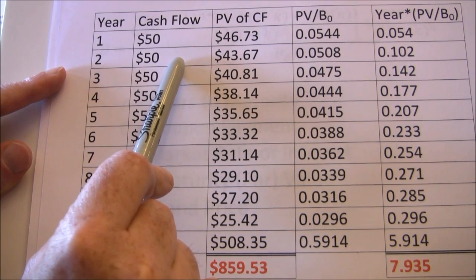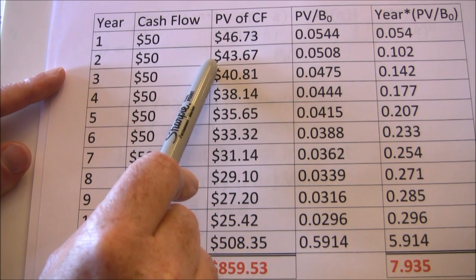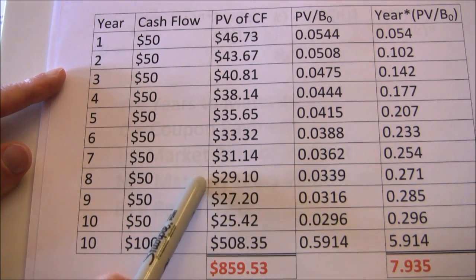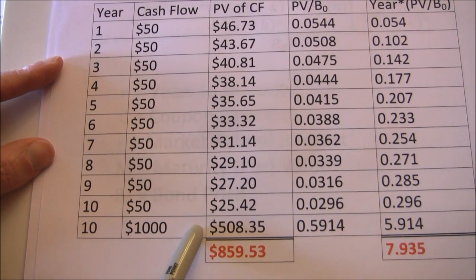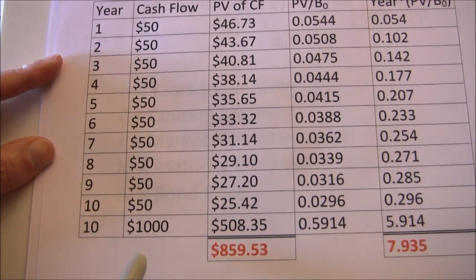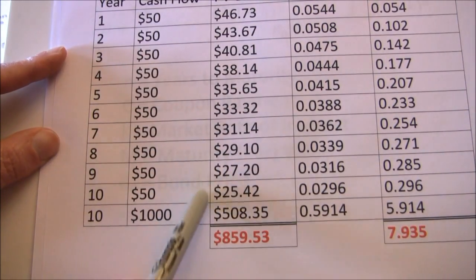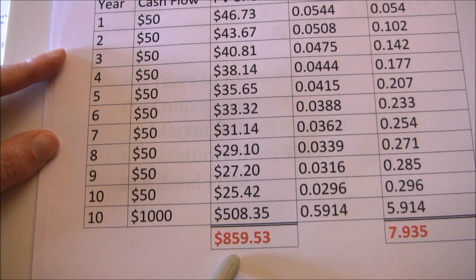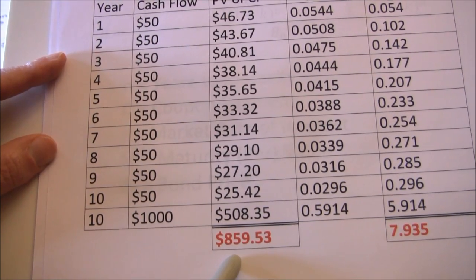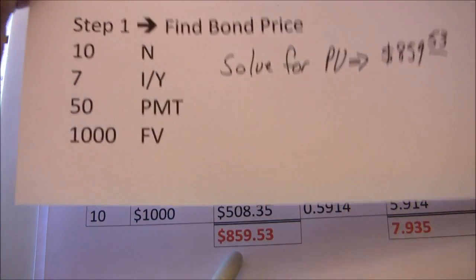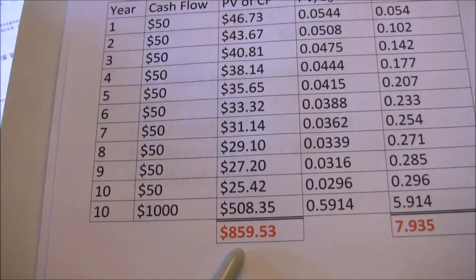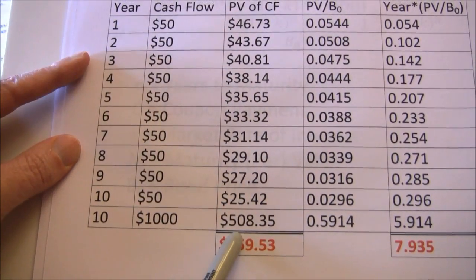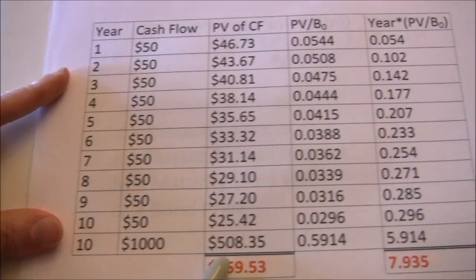Remember, 7% was our market rate of interest, is going to give us $43.67. All the way down, and our par value, $1,000, discounted back 10 years at 7%, is going to give us $508.35. If we sum those all up, that's going to give us the present value of all the coupon payments and par value, which, as we know, is the bond price. Same thing we did back here with our 5 key approach. So you can either do it on your financial calculator, or you can just add up the present value of all your cash flows, and that's going to be your bond price as well.